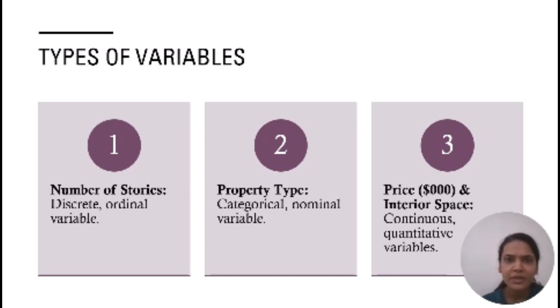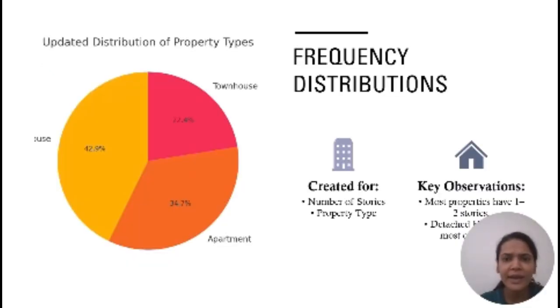And moving to the next slide, we have frequency and distributions. The updated distributions of property types include 42.9% and then 22.4% townhouse, 34.7% apartment, which are graded for the number of stories and the property type. There are some key observations, which include the two properties and the detached properties. Thank you.